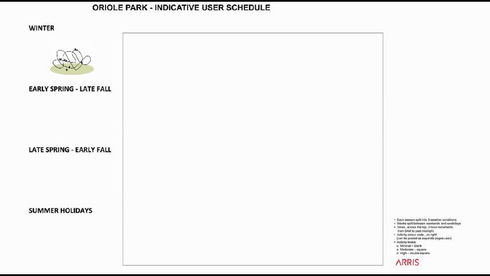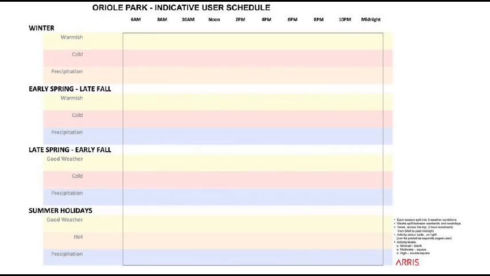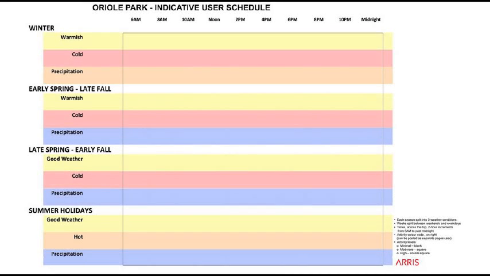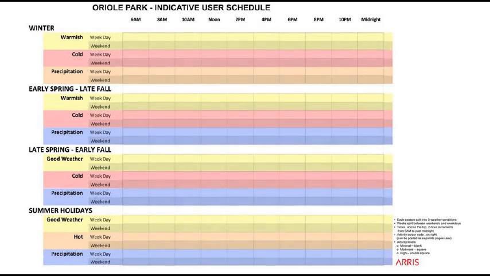There's a winter period of 2 months, and then on each side of it there's early spring 2 months and late fall 2 months. Beyond that there's 2 months of late spring and 2 months of early fall, and then there's 2 months of summer. The next parameter is to clock the time, and we show that across the top on our sheet of paper here. And we identify different characteristics of weather. There's good weather, there's bad weather, and there's precipitation. There are weekdays and weekends, and there's different characteristics of behavior and activity that occur.